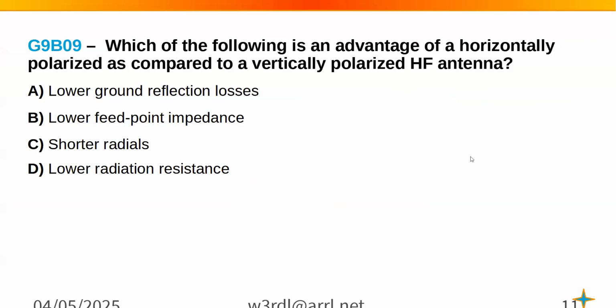So which of the following is an advantage of horizontally polarized as compared to vertically polarized HF antenna? Read that thing on the handle there. This? Some of the words are getting blocked. Alpha. Very good.